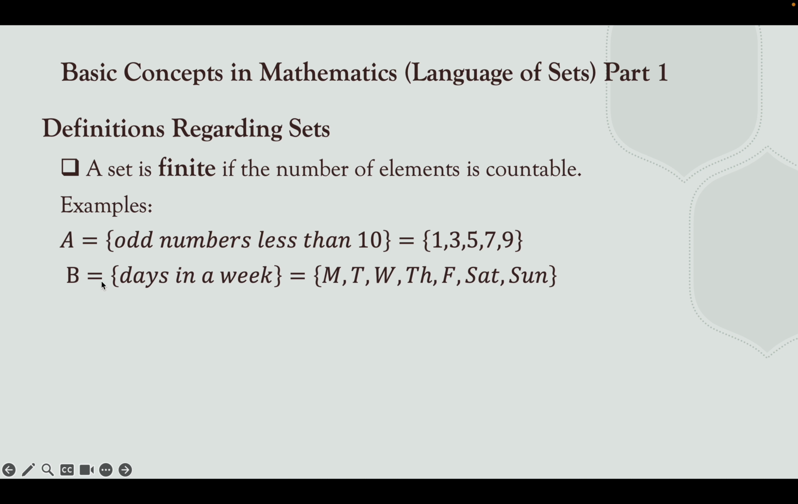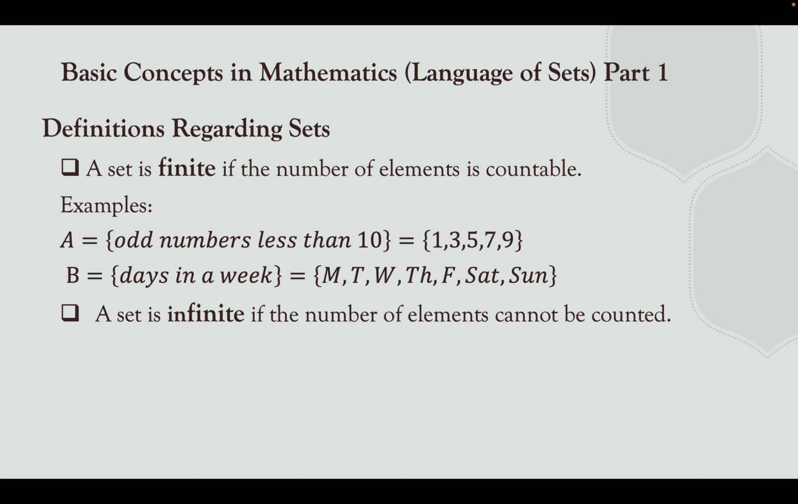Another example, set B is the days in a week. So what are the days in a week? Monday, Tuesday, Wednesday, Thursday, Friday, Saturday, Sunday. So we have 7 elements. That is countable also. That is considered to be a finite set. Next, we have infinite sets. What do we mean by infinite sets? A set is infinite if the number of elements cannot be counted.